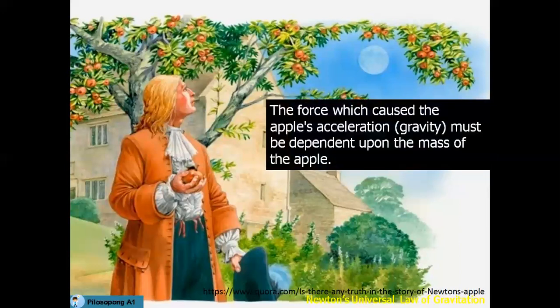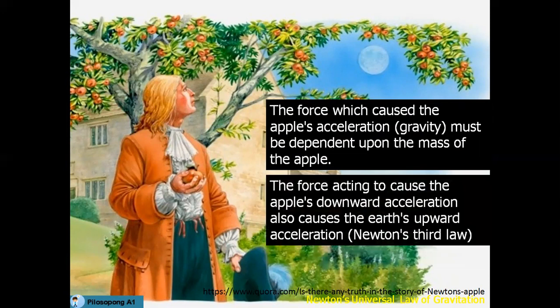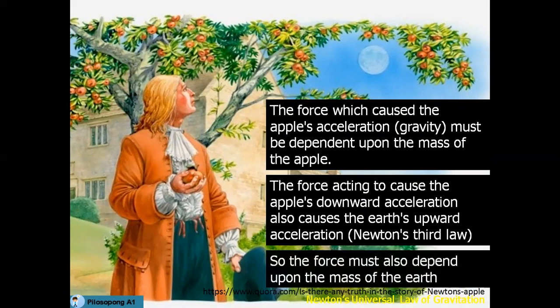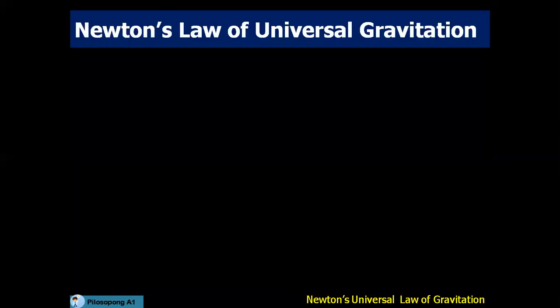Newton knew that the force which caused the apple's acceleration must be dependent upon the mass of the apple. And since the force acting to cause the apple's downward acceleration also causes the Earth's upward acceleration, that force must also depend upon the mass of the Earth. Thereby, using those assumptions, Newton was able to organize his thoughts and come up with this equation.